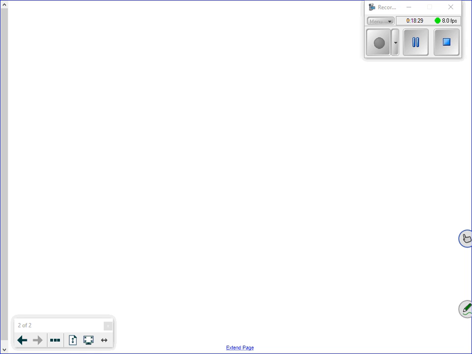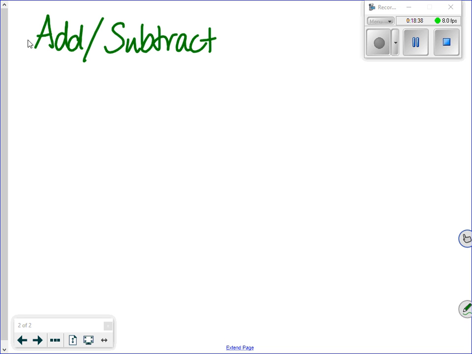Okay, let's get back to this. So now we're going to add and subtract. Okay? So that was just simplify. So now we're going to add and subtract. So here's some notes on adding and subtracting.